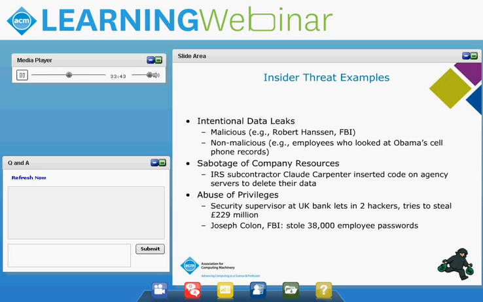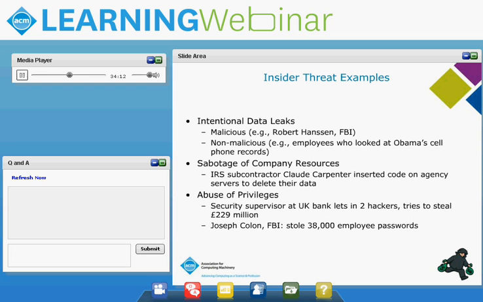Sabotage of company resources is a second threat from an insider. An example here is an IRS subcontractor who inserted code on agency servers to delete data. This is actually not too uncommon, where people will put code on a system and say, if anything happens to me, it's almost like a way of getting back at the organization.